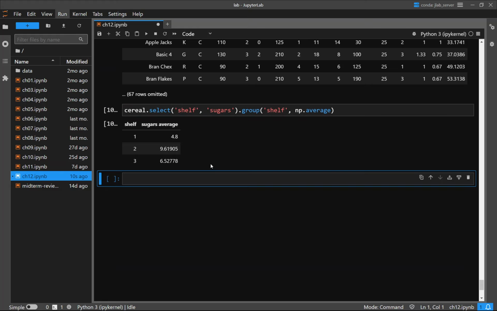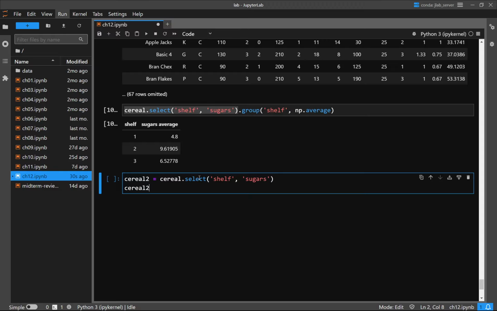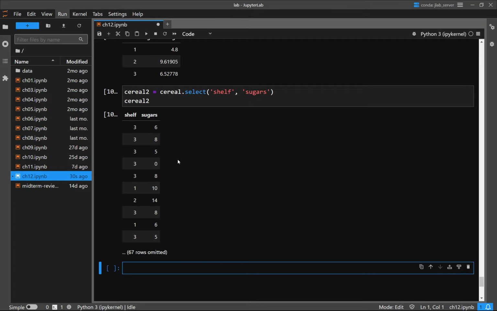So with that in mind, this is a simpler table, right? Let's call that cereal 2. Maybe that's what we can use. So there's that. Do you see how you could turn this into a permutation test? We are asking the question, were cereals on shelf 2 selected to be extra sugary?